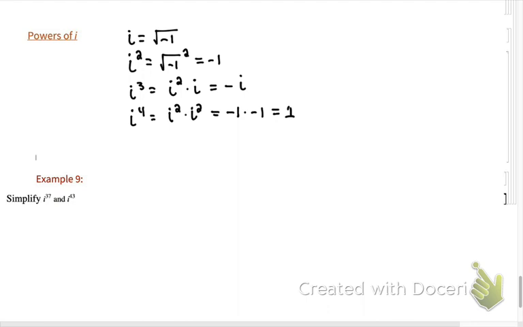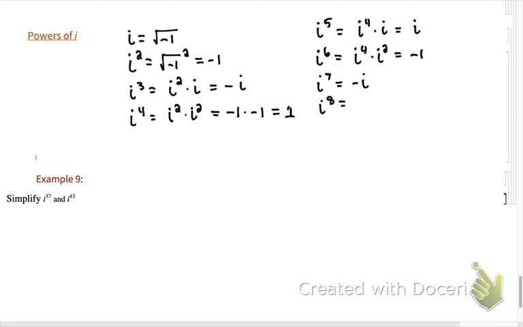Now, interestingly, what if I start looking at i to the fifth? Well, that's i to the fourth times i, and we just did i to the fourth and it was 1. Turns out i to the fifth is i. i to the sixth is i to the fourth times i squared. i to the fourth is 1, and i squared is negative 1, so I just get minus 1. And we can keep doing this process, but it turns out i to the seventh is minus i, and i to the eighth is positive 1.